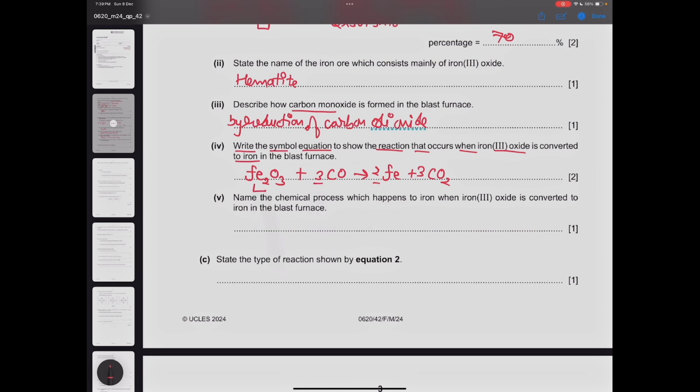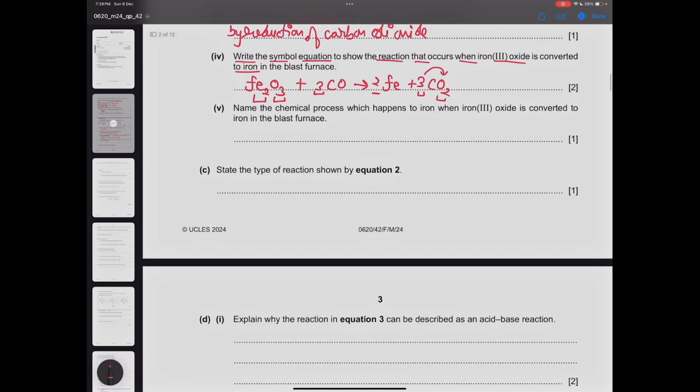Here you have 2 iron atoms, so put a 2 here. You have 3 oxygen atoms, and here you have 2 oxygen atoms. So you just need to think about it. And here you already have 3. So just make it 3 here. It will be 6 oxygen atoms, and it is balanced now. Alright. Now, name the chemical process which happens when iron 3 oxide is converted to iron. This is reduction.